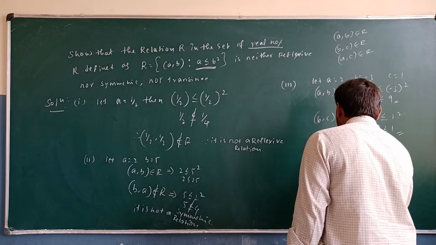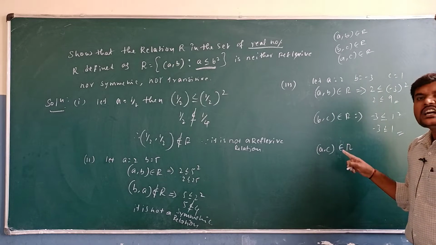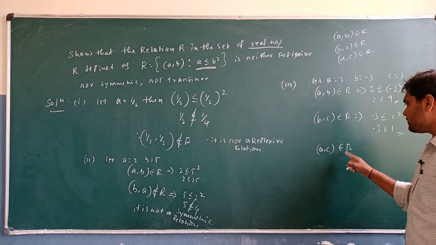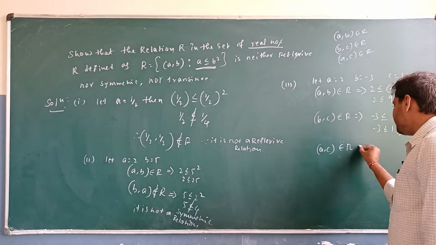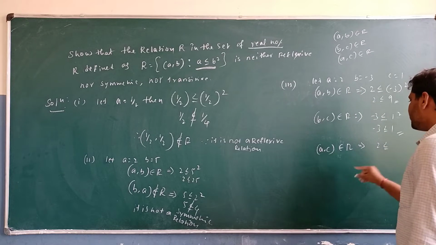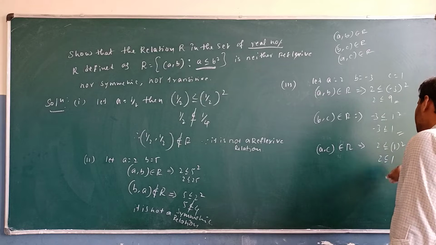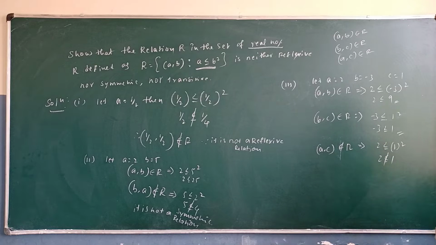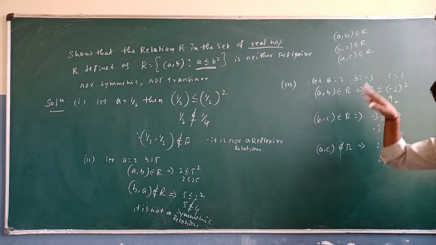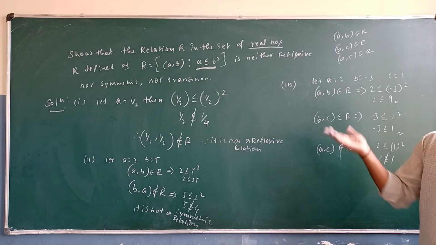Suppose I am taking (a, b) which belongs to R. So to verify (a, c) also belongs to R, let me verify the things. So a is equal to 2 less than or equal to, what about c? 1. So 1 square. So 2 less than or equal to 1. So no, because (a, c) does not belong to R. So this property does not satisfy the transitive relation.